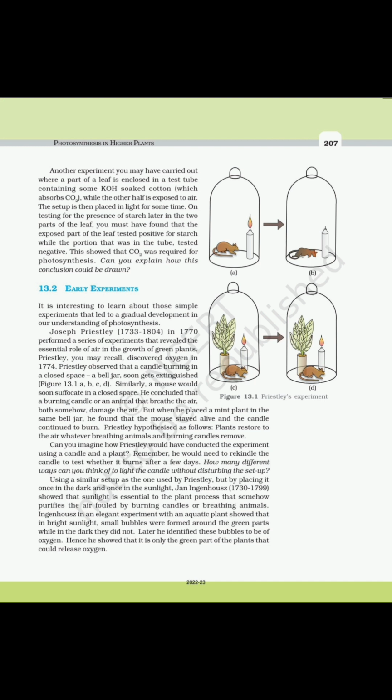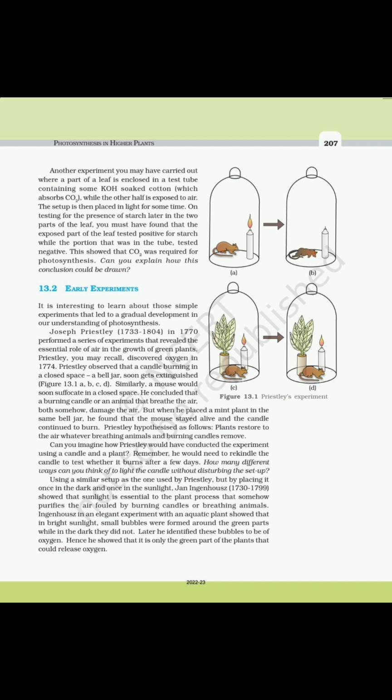He concluded that a burning candle or an animal that breathed the air both somehow damaged the air. But when he placed a mint plant in the same bell jar, he found that the mouse stayed alive and the candle continued to burn. Priestley hypothesized as follows: plants restore to the air whatever breathing animals and burning candles remove. Can you imagine how Priestley would have conducted the experiment using a candle and a plant? Remember, he would need to rekindle the candle to test whether it burns after a few days. How many different ways can you think of to light the candle without disturbing the setup?